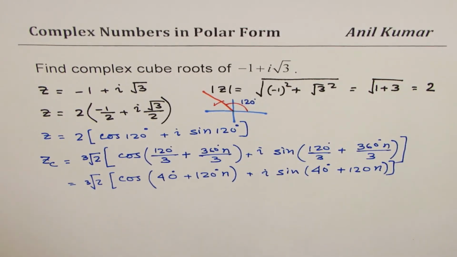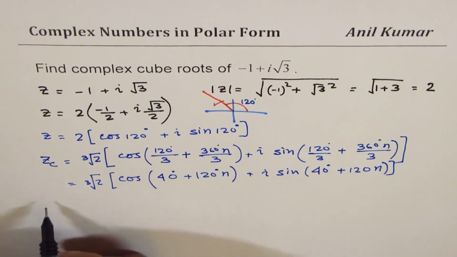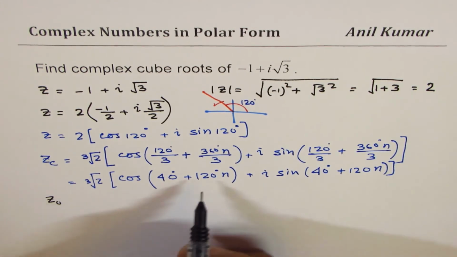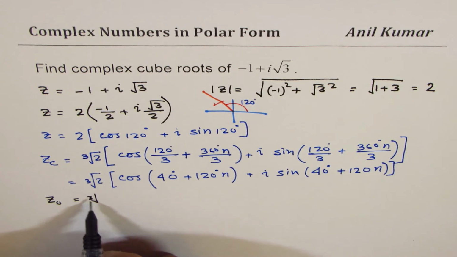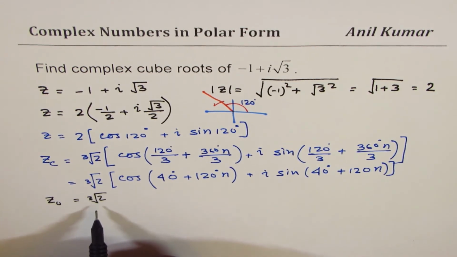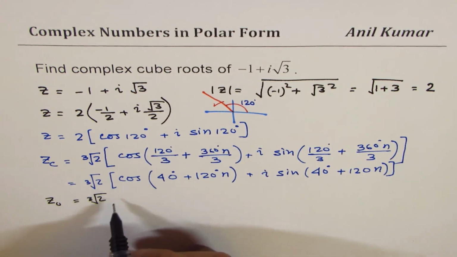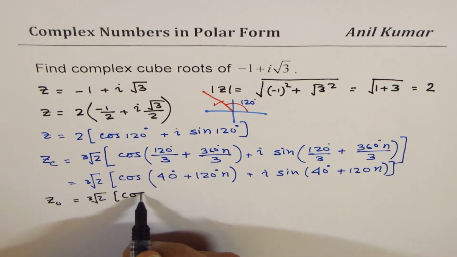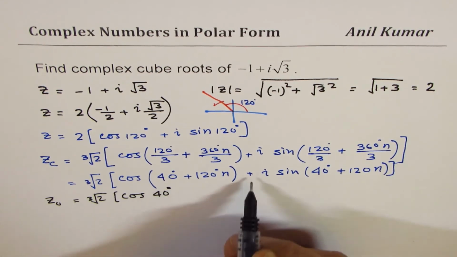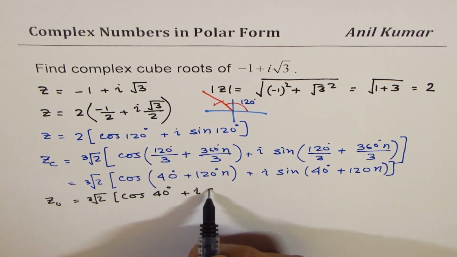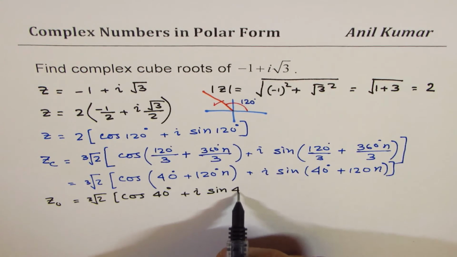Now the 3 cube roots will be, for n equals 0, cube root of 2. You will find that the magnitude is the same. Magnitude is cube root of 2. And if I substitute 0 here, I get cos of 40 degrees plus i sine of 40 degrees, correct?